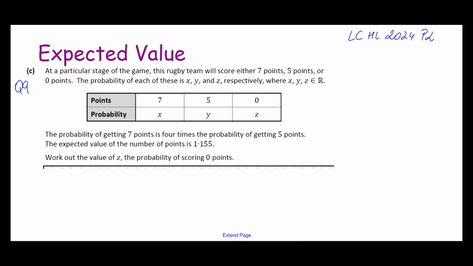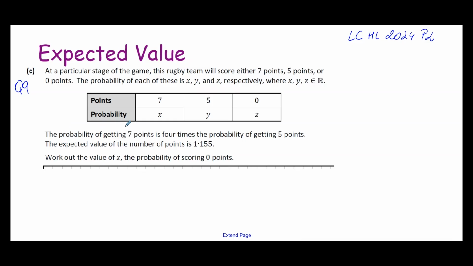Expected value. So this question, we are still looking at the rugby team, and this is another example of how we can apply maths to it. At a particular stage of the game, this rugby team will score either 7 points, 5 points, or 0 points. The probability of each of these is x, y, and z respectively. And we can see that x, y, and z respectively belong to any probability.